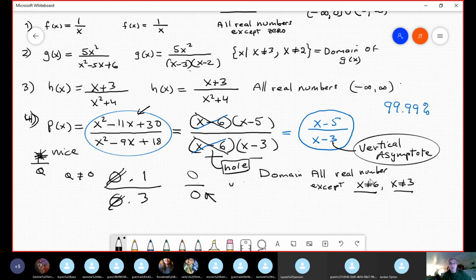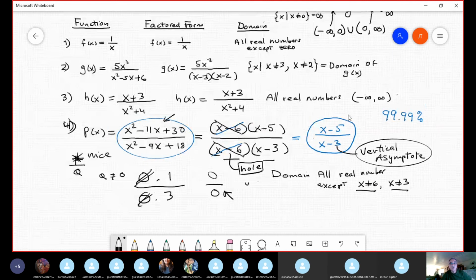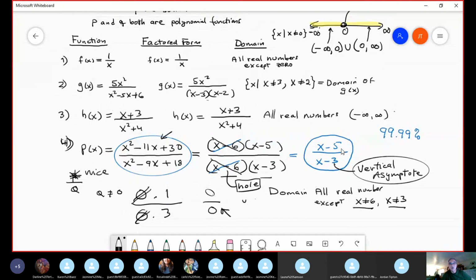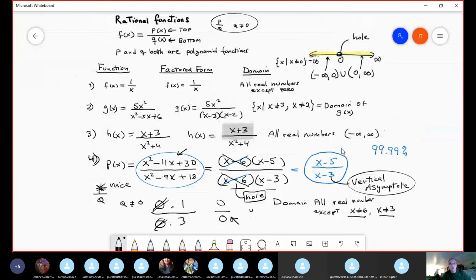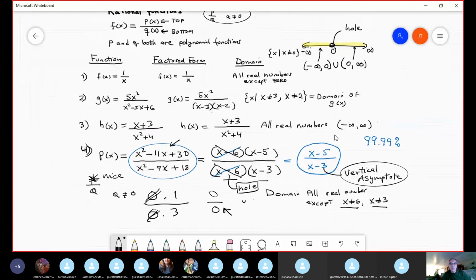It's particular only for the rational function. Asymptote. This is a new word. I don't know if you heard it before or no. But asymptote is totally new. It's just for rational function, the topic we're discussing. Okay.